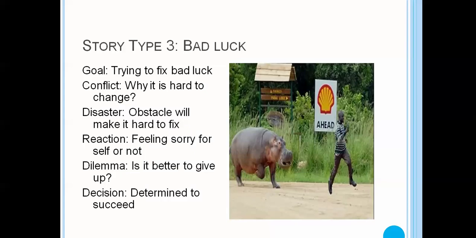Okay, so the next one, story type 3 that we're going to write about, is bad luck. I'm pretty sure you can already guess where this is going. The character is trying to fix bad luck. The conflict: why is it so hard to change? Why are they not able to fix it? The disaster: the obstacle that makes it even harder to fix. Reaction: they feel sorry for themselves or not. Dilemma: is it better to just give up? And at the end, they're like, you know what? I'm determined. I'm going to succeed.